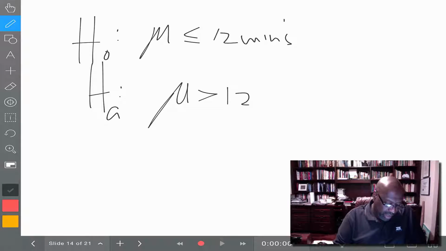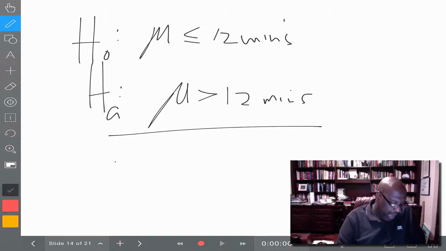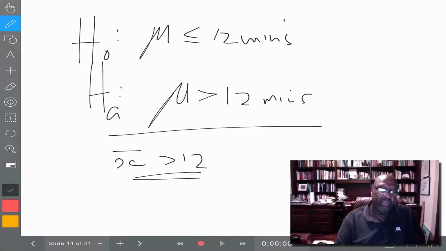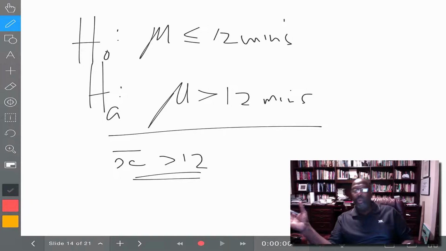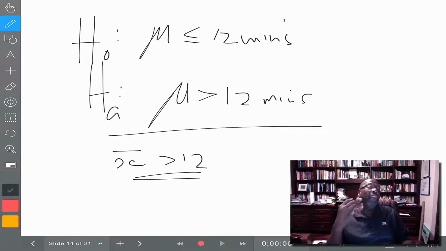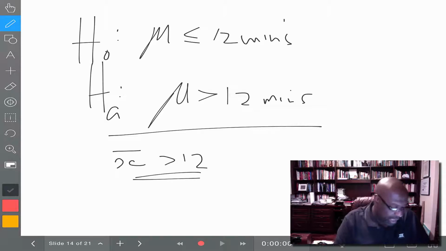Versus HA, the mean is greater than 12 minutes. So if I'm looking for sample evidence to support my research hypothesis, I want sample means that are greater than 12. Any sample mean that I get should be larger than 12. And then if it's sufficiently larger than 12, it doesn't look like it came from a population with a mean of 12, so sample means of 15, 18, 25, 30. Then I'm getting evidence to support me.